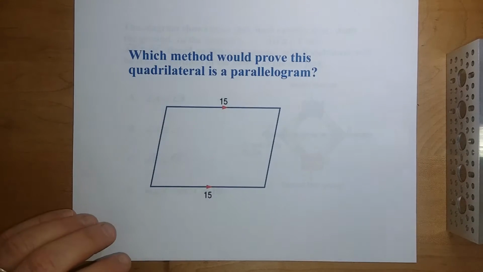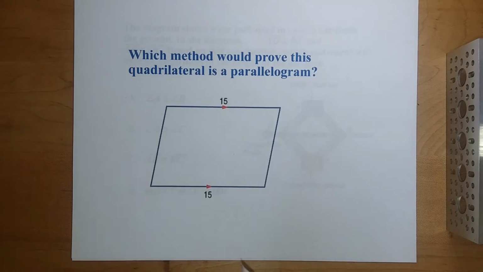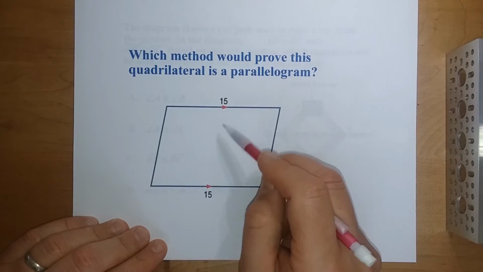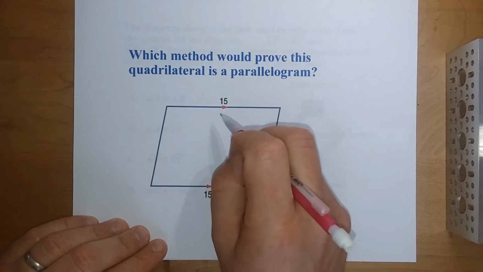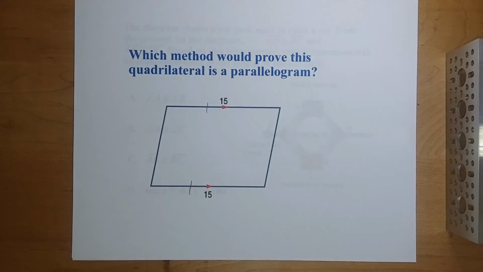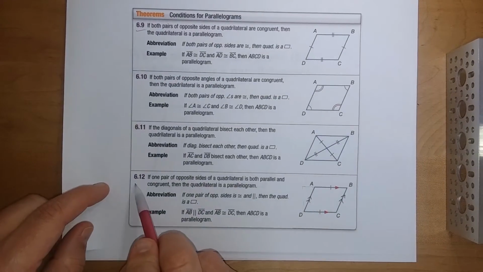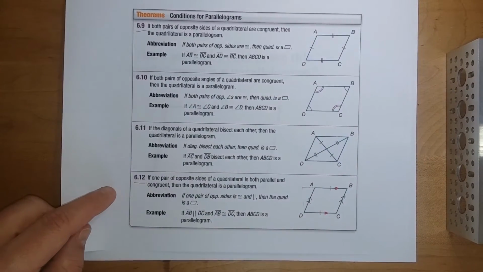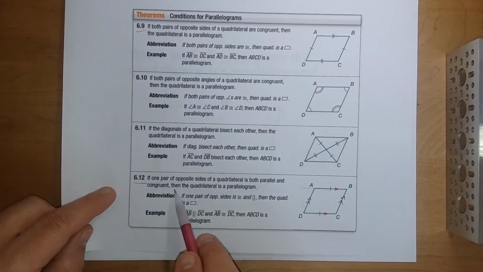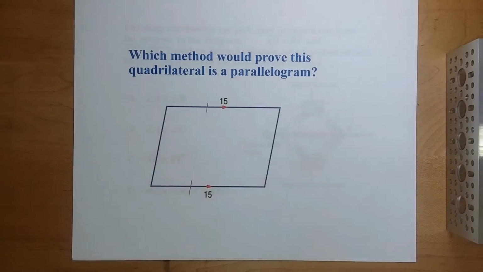Which method would prove this quadrilateral is a parallelogram? Hopefully this looks familiar to you. We have a pair of opposite sides that are parallel. Since they have the same measure, I'm going to go ahead and mark them congruent as well. Hopefully you recognize that as matching this condition in 6.12 that we talked about, where we have one pair of opposite sides that are both parallel and congruent. If you have that, you know you have a parallelogram.